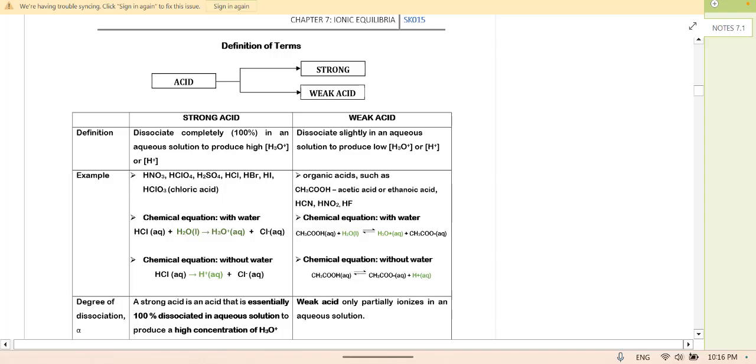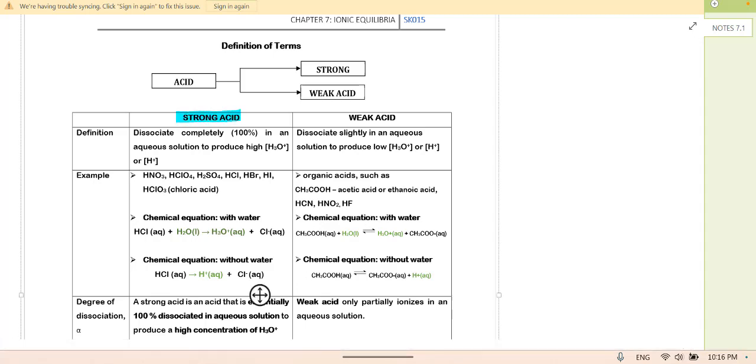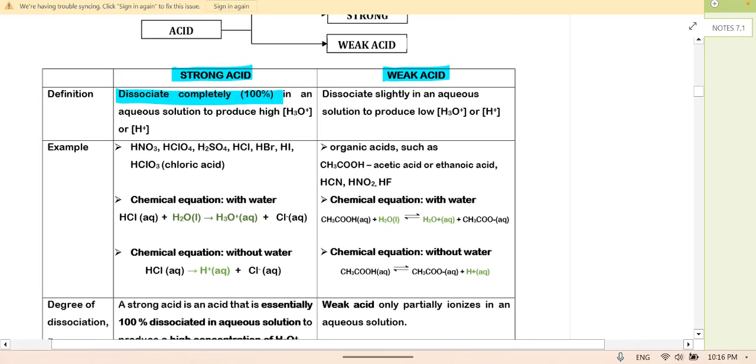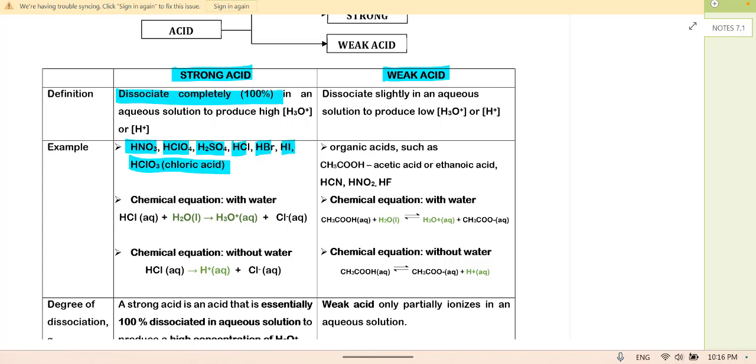Okay, now we look at the definition of strong acid and weak acid. Strong acid will dissociate completely, which is 100%, and it will produce a high amount of H+. For strong acid, the examples are nitric acid, perchloric acid, sulfuric acid, HCl, HBr, HI, and chloric acid. So there are 7 strong acids and you should memorize these.